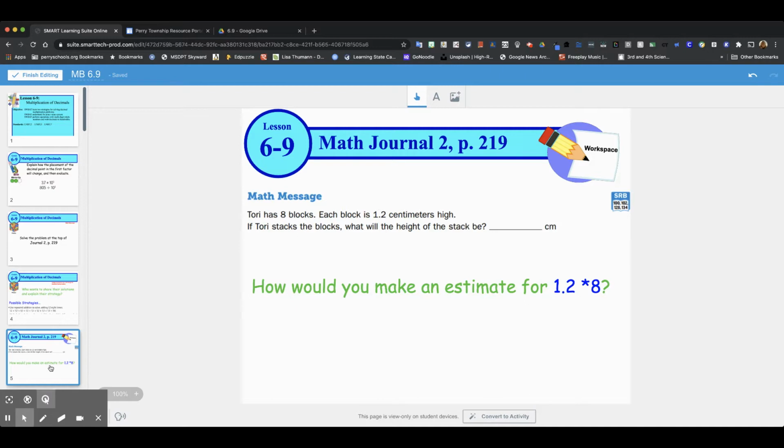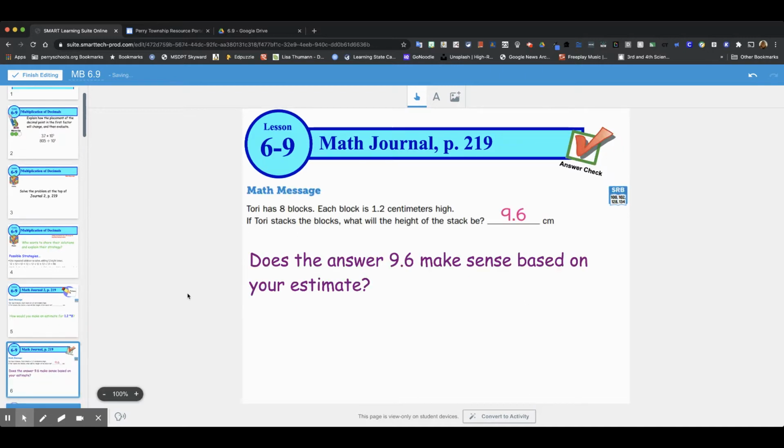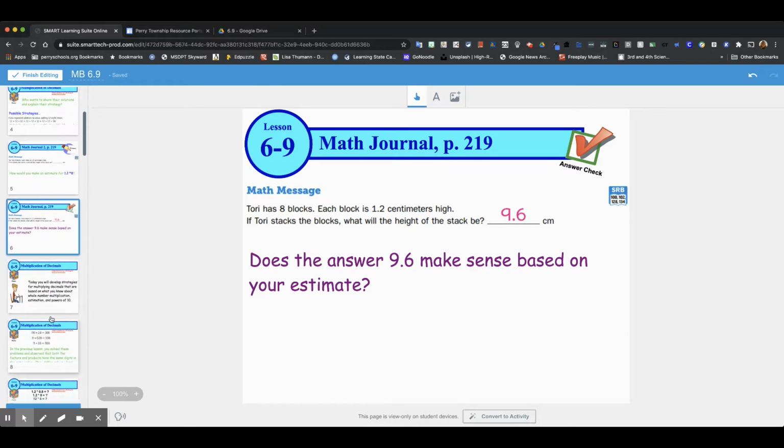Hopefully you agree with me. So the answer of 9.6 that we got by possibly doing repeated addition, does it make sense with that estimate? Does it fall in that category of between 8 and 10? Is it logical? To me, it is, because I said earlier that if I did 1 times 8 I'd get 8, and if I did 1 times 10, I'd get 10. 9.6 is right in there. It's right in between 8 and 10.